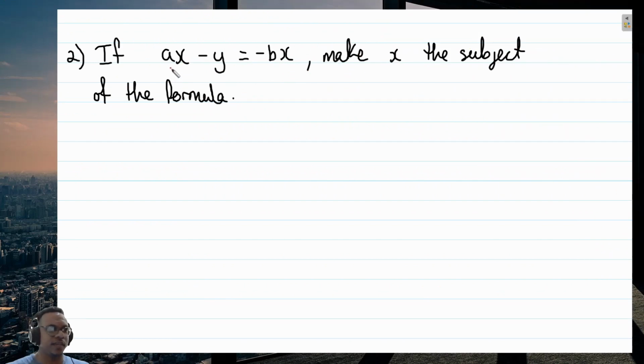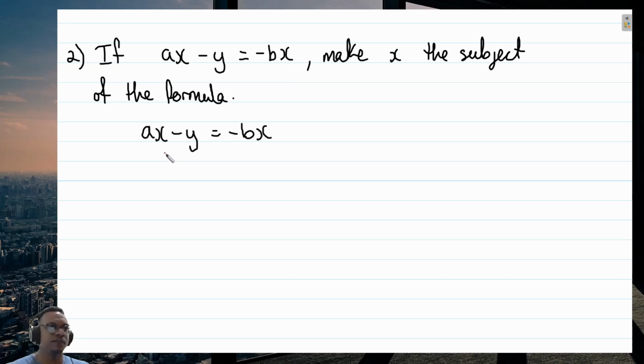In this question, I have AX take away Y is equal to negative BX. And I'm asked to make X the subject of the formula. So that would mean having X on one side of the equal sign by itself and everything else on the other side. Now I can clearly see I have two terms in X, the AX and the negative BX. So again, the question is, which one to transpose for? So anytime you are in that situation, you would turn to the factorization method.